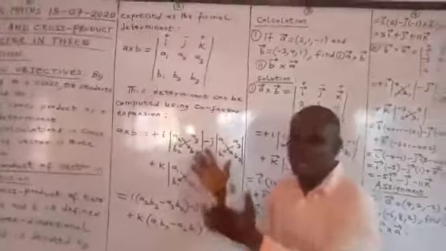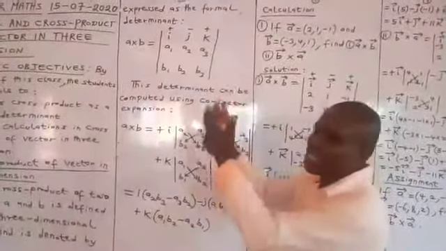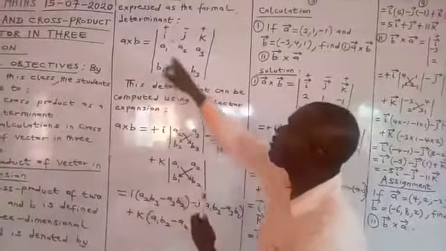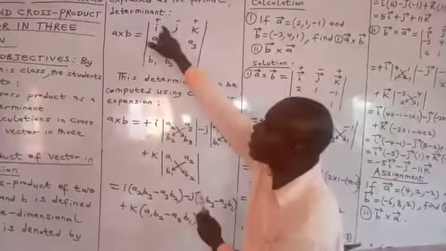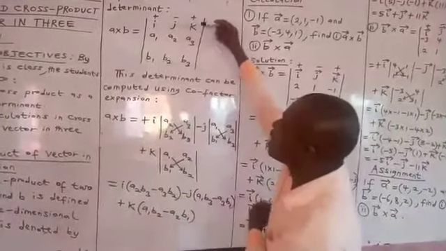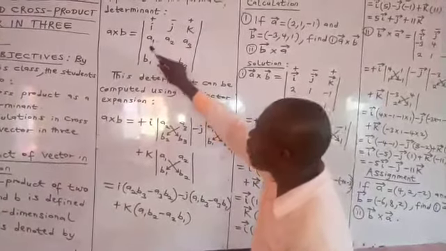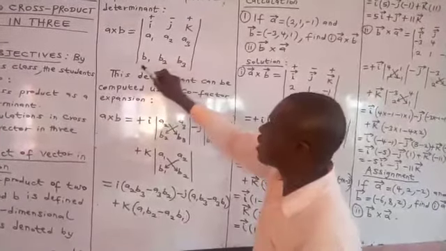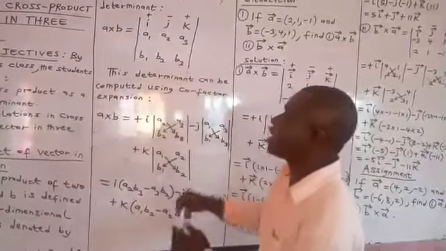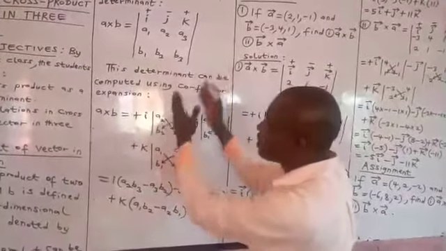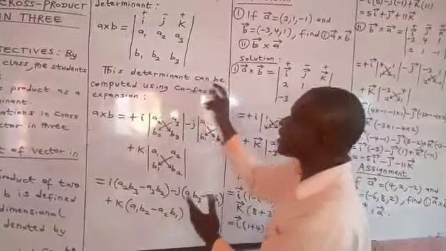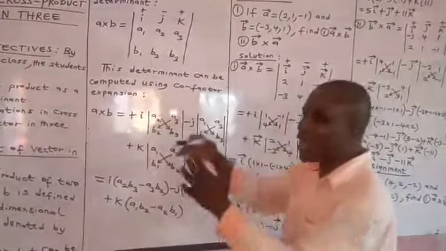This is also applicable in matrix, the determinant of a matrix, whereby you have I, J, K, and here is plus, here is minus, here is plus. So we have plus, minus, plus. Then you have A1, A2, A3, then B1, B2, B3. How can you determine this determinant? This determinant can be computed using cofactor expansion.